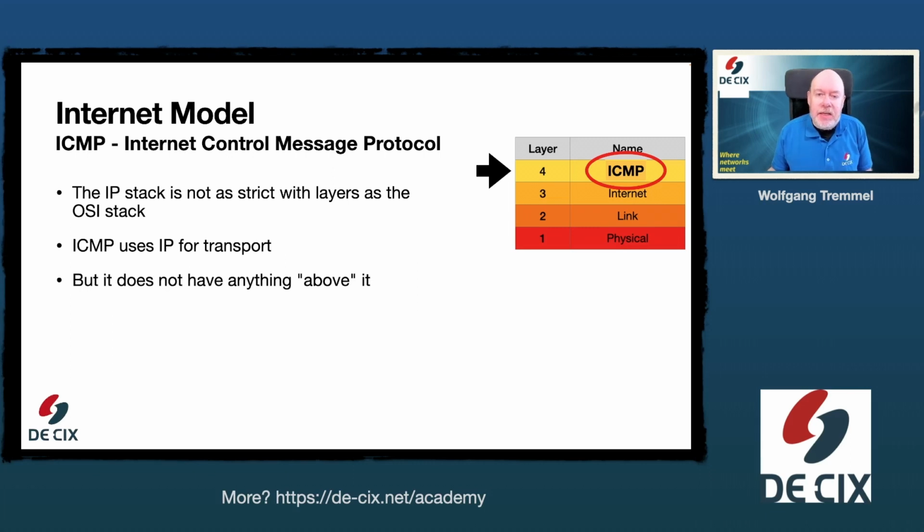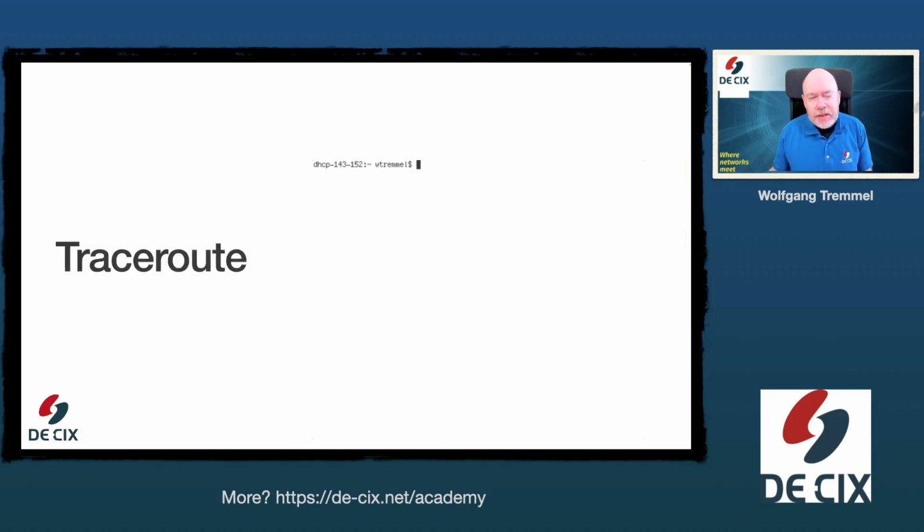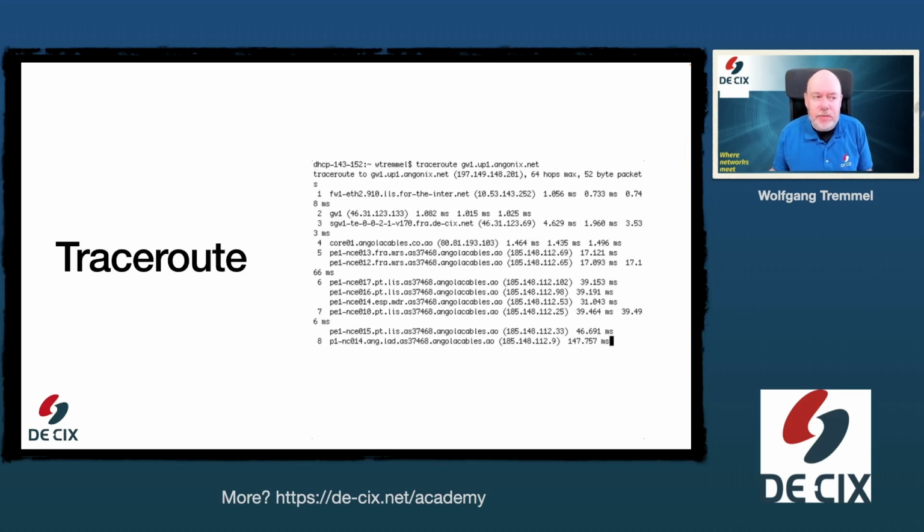Well, ICMP, that's what I'm talking about today as the basis for Traceroute, is using IP for transport, both IPv4 and IPv6, but it doesn't have anything above it. So unlike TCP or UDP, where there's an application layer above it, ICMP is the end of the network stack. But enough about ICMP. Let's talk about how Traceroute works.